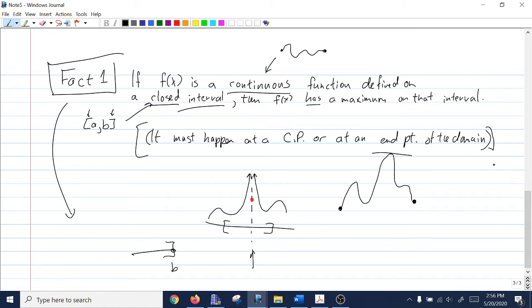Let's think about using this fact, and when we can and can't use it, for a couple of seconds. I'm going to write down a function. F of x is 3x cubed minus 8x squared minus 11. Find all global extrema.